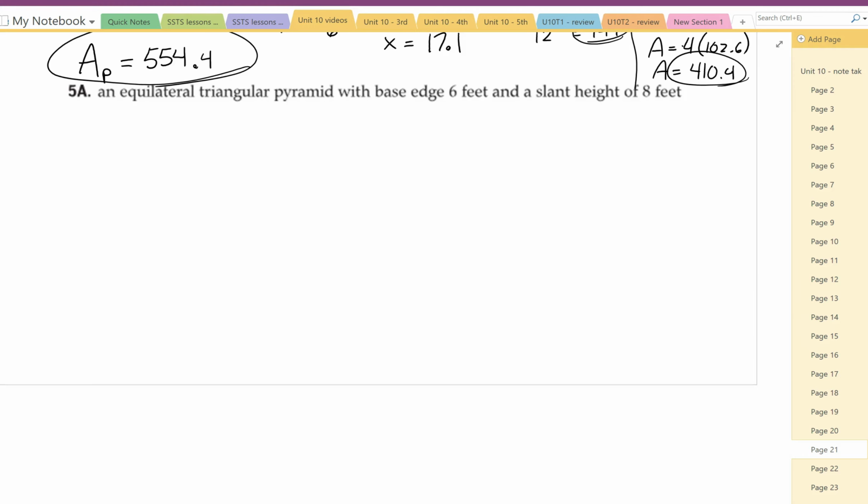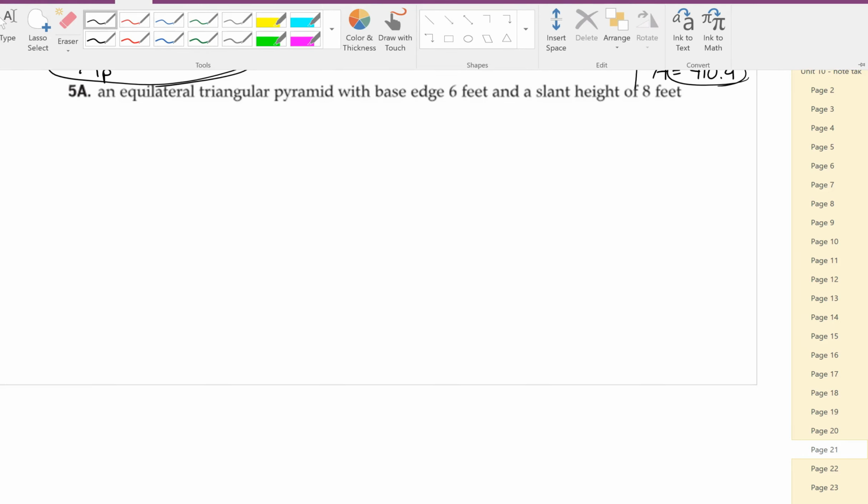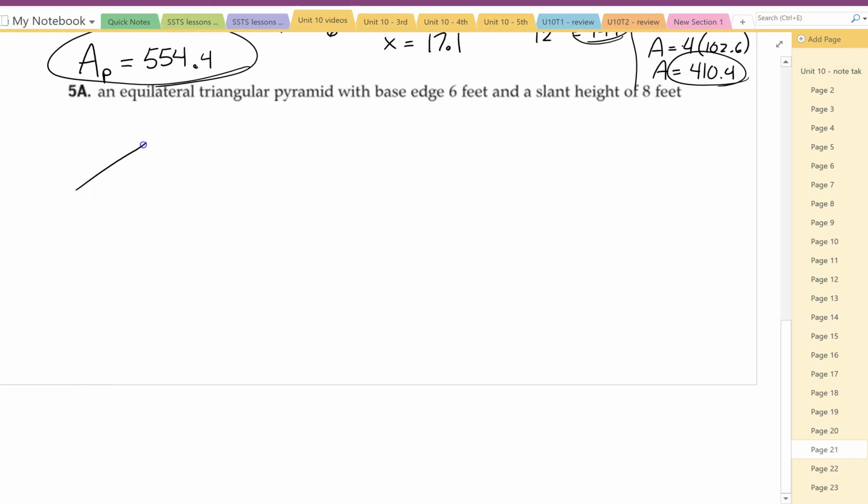Okay, this problem wants us to find the surface area of an equilateral triangular pyramid with a base edge of 6 feet and a slant height of 8 feet. Let's draw the pyramid first. If it's an equilateral triangular pyramid, that means that the base is an equilateral triangle. And so it would look something like this. And I could make these lines back here dashed or something to show that they're back behind this front side of the pyramid that I'm seeing.